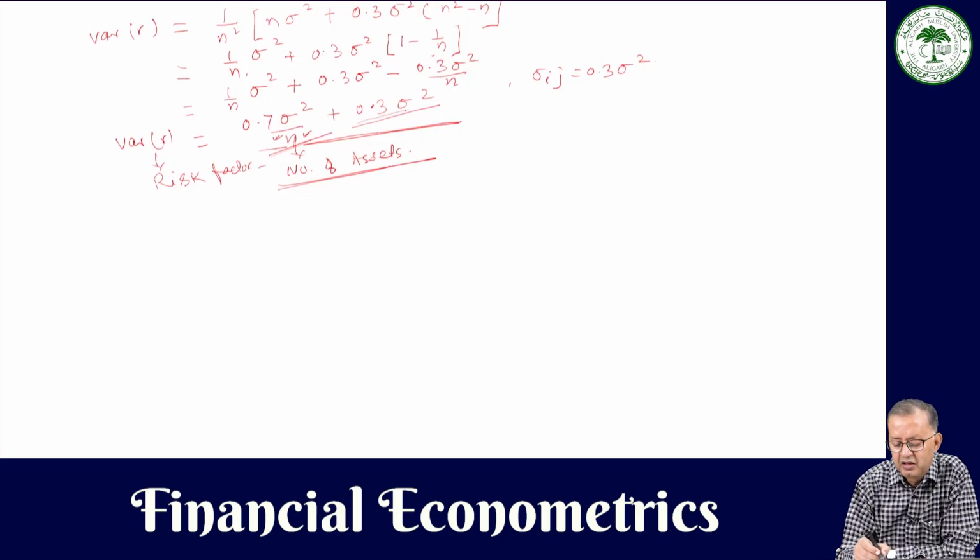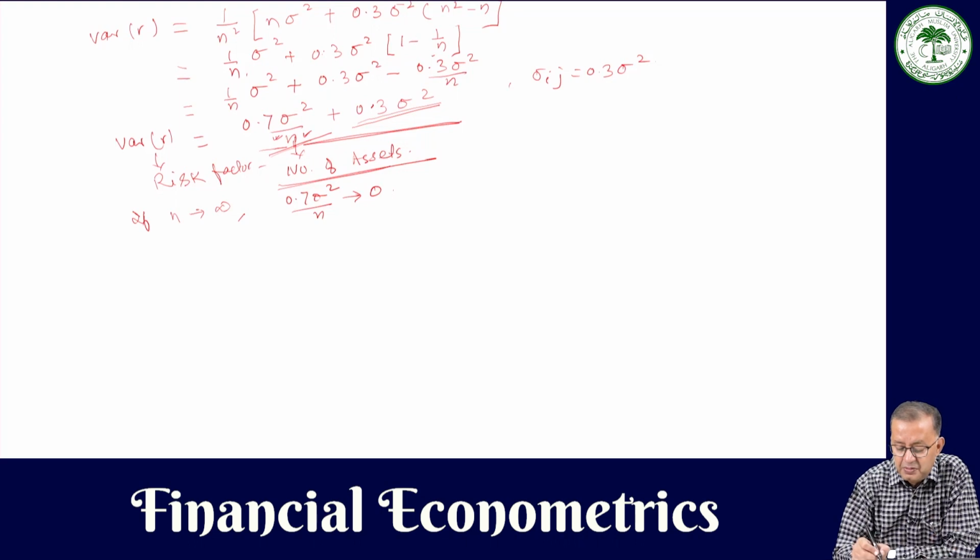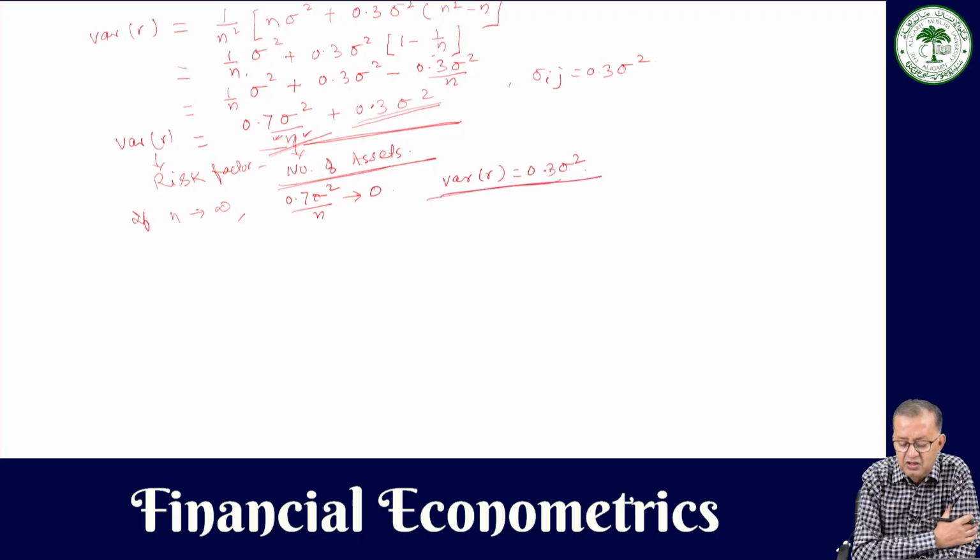This is independent of n. So if n is being made quite large, or if n tends to infinity, then this first part tends to 0. So despite this, the variance of R will be equal to 0.3 sigma square. So what inference can we draw?